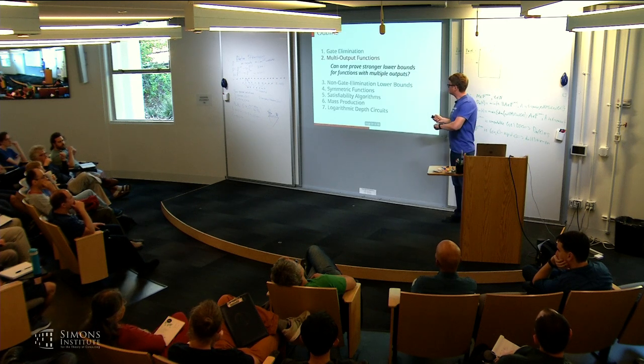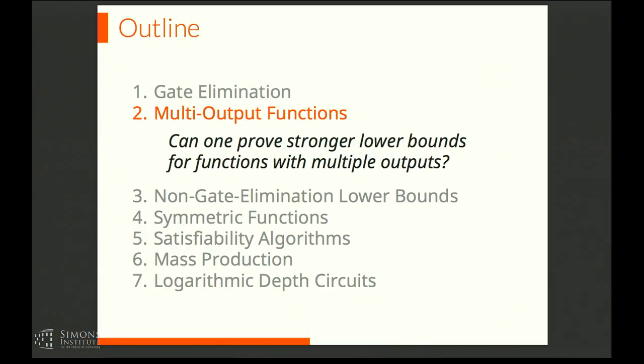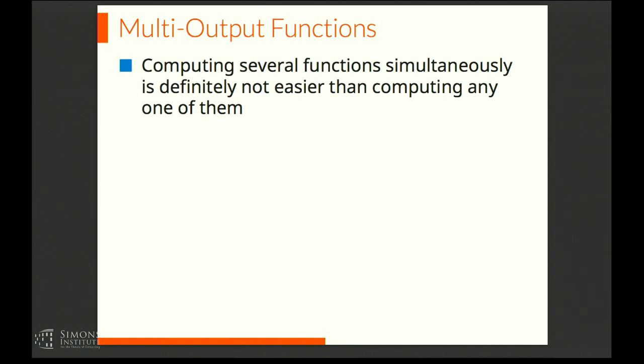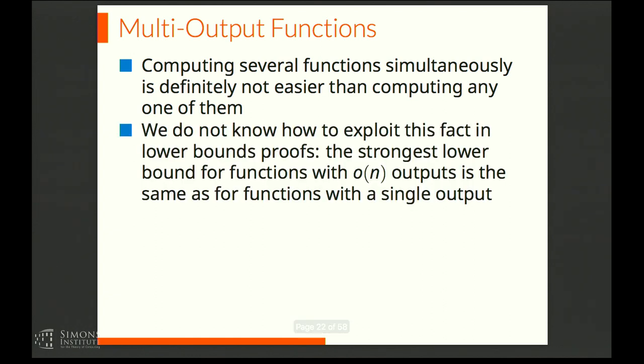Okay. So for multi-output functions, it is natural to ask whether our lower bounds get larger if we ask to compute several outputs instead of just one. It seems to be more difficult, of course, but unfortunately we do not know how to prove this. If you consider functions with fewer than n outputs, then we do not know any lower bounds stronger than what I already presented to you.